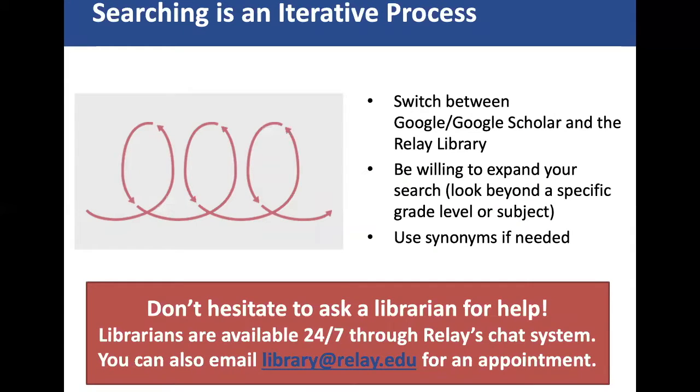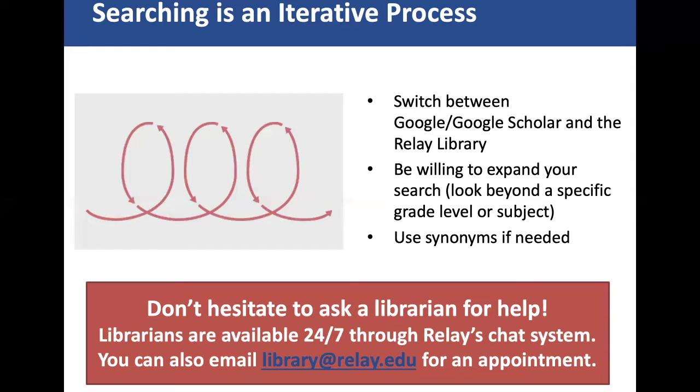As you're searching, you'll need to keep an open mind and be flexible. You can switch between Google, the Relay library, and other sources as needed. You might not find the perfect source on the first try. Also, be aware that previous research may contradict your hypothesis or findings, and various research studies may even contradict one another. Remember, scholarship is a conversation where not everyone always agrees.